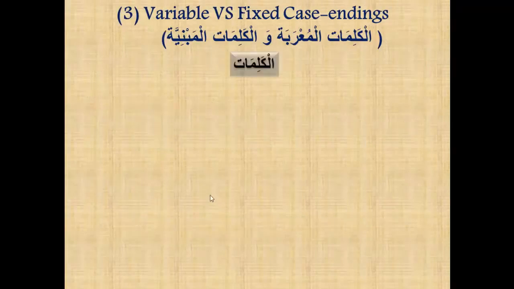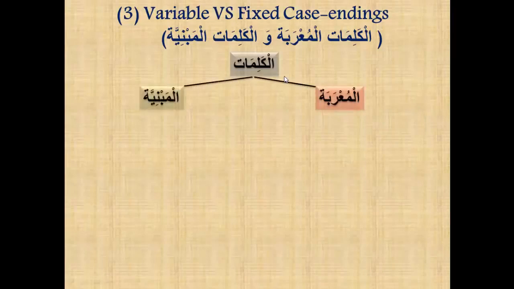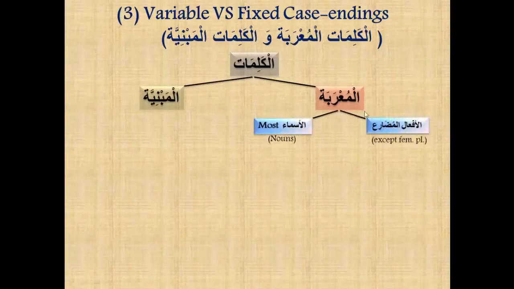Okay, now you might be wondering which words belong in which category. So on the top, we have the box al-kalimat. This is the gross totality of all words in the Arabic language. We can break this down into al-mu'raba, variable case endings, or al-mabniya, fixed case endings, the two major umbrella groups. Under al-mu'raba, we have two categories as well. We have al-af'al al-mudari', this is the present tense. And we have most asma', you can think of these as nouns. So most nouns, or most asma' rather, all words in Arabic that we would consider nouns in English are mu'raba, they take variable case endings.